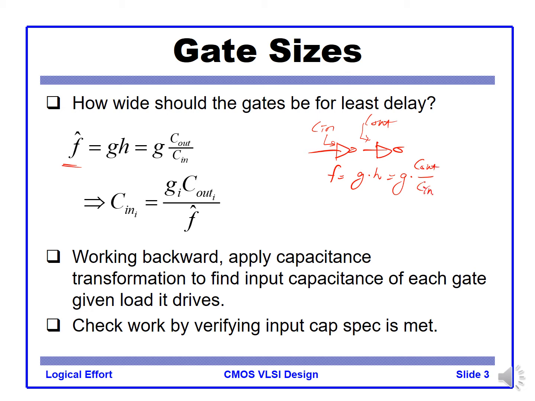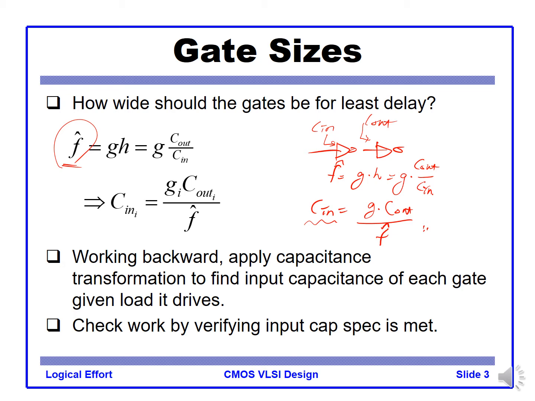We know that for an inverter, the logical effort is 1. So C in can be found from those results: G times C out over F hat, right? So F hat is our optimum effort delay. So we can easily find the input capacitance, and then by knowing this input capacitance, we can size that inverter, right?